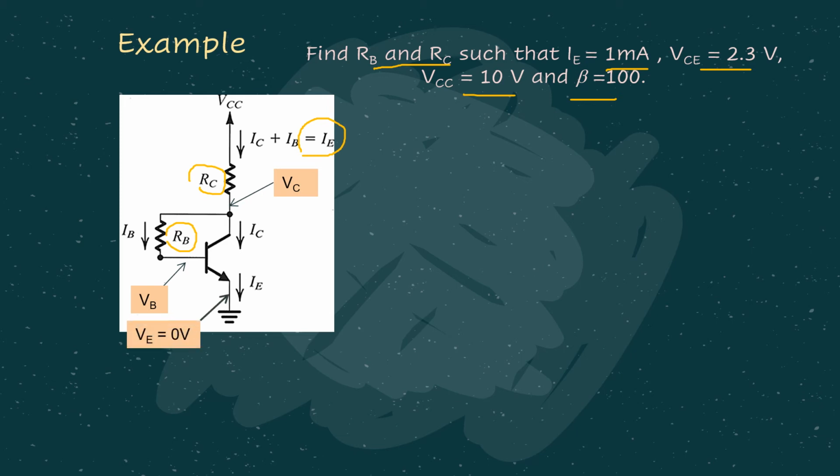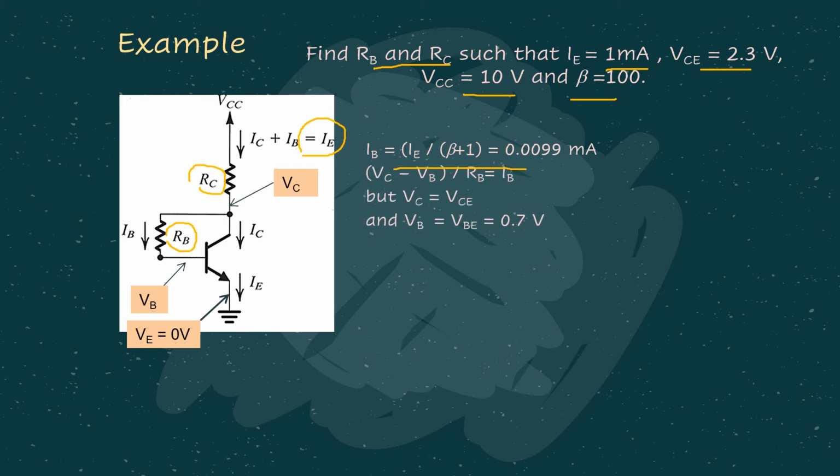So what do we do next? Remember, the emitter is grounded. Again, VBE is actually equal to VB. Then from here, because IE is given and the beta value is given, we can actually find straight away the value of IB. Then from there, you can also find the value of IC accordingly.